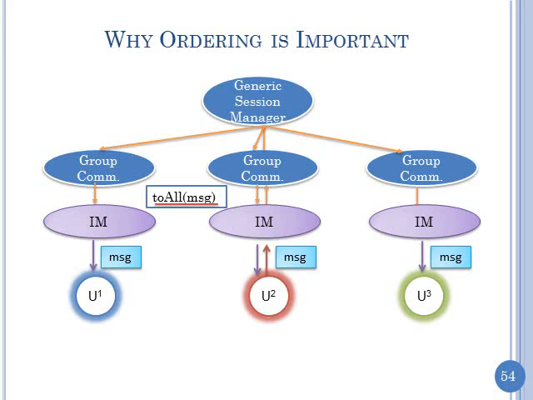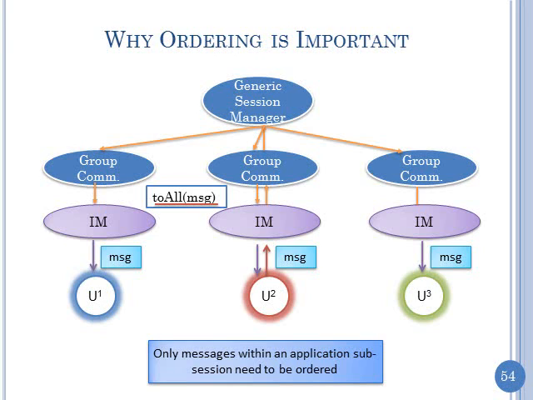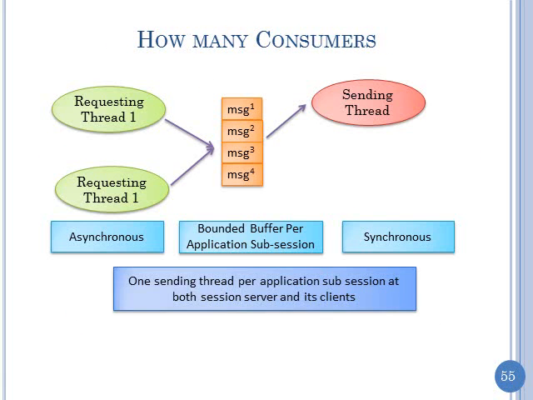Of course, when we do peer-to-peer, then we have to do extra work to maintain causality. But we do want the to-all method to provide us complete consistency. So we want that kind of interaction. So ordering is important. And only messages within an application subsession need to be ordered. We don't need to order the editor messages with respect to the IM messages. So how many consumers are we going to have? We're going to have one sending thread per application subsession.